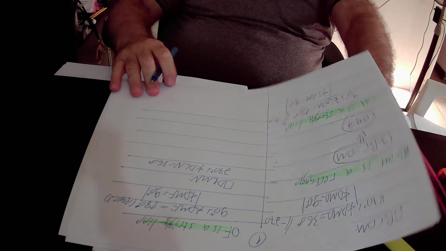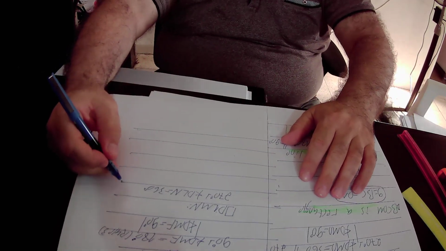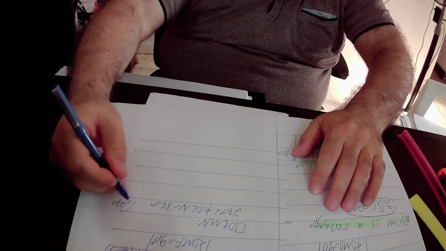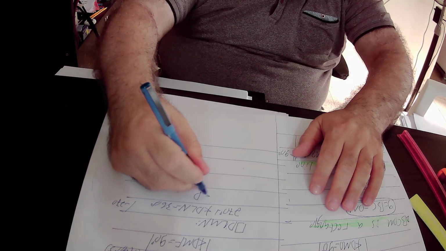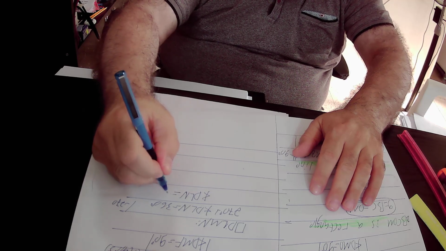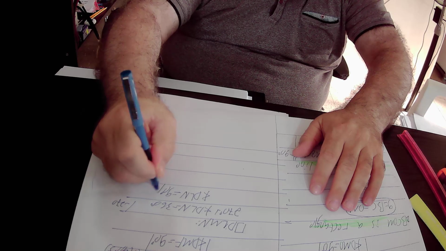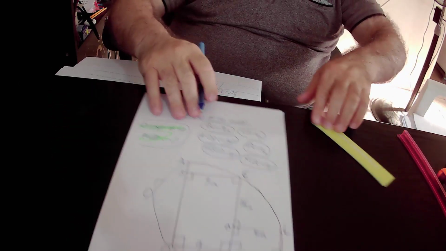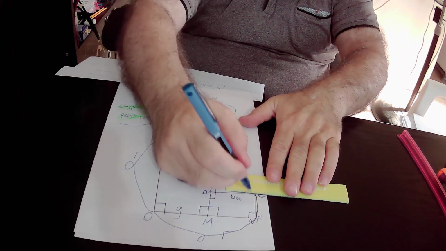Okay, so we subtract 270 degrees from this equation and we get that the missing angle DLN is equal to 360 degrees minus 270 degrees. It is equal to 90 degrees. It is a right angle. So angle DLN is a right angle. It is equal to 90 degrees.